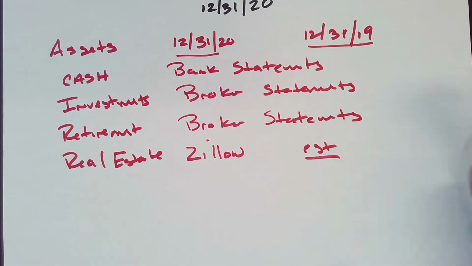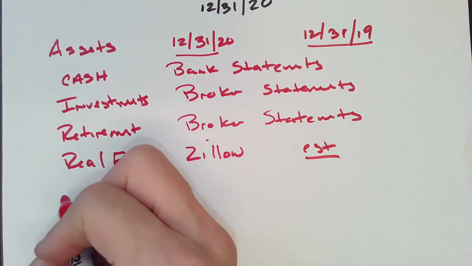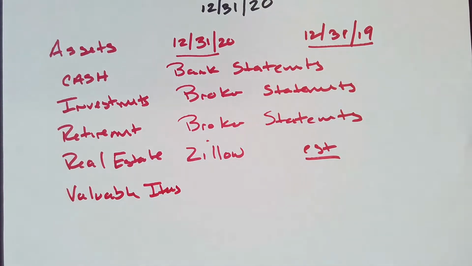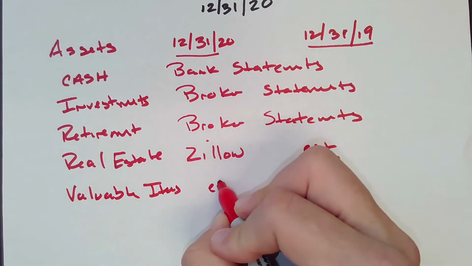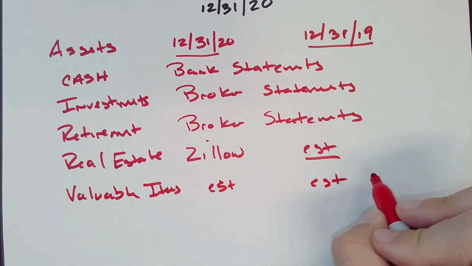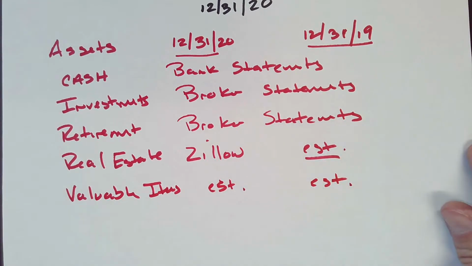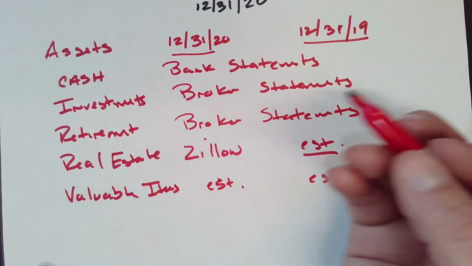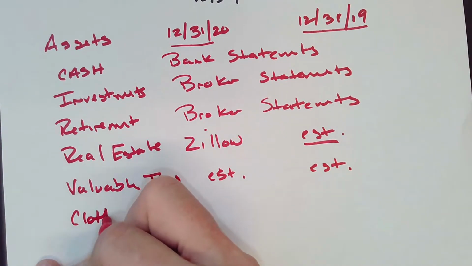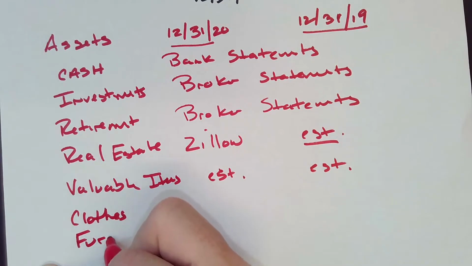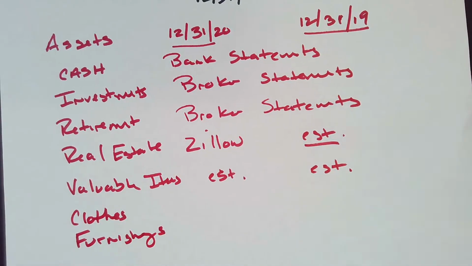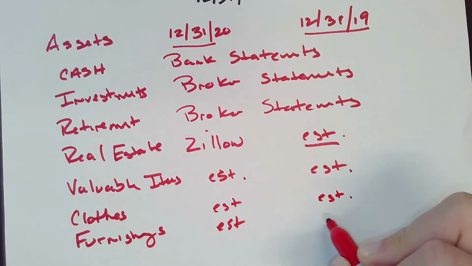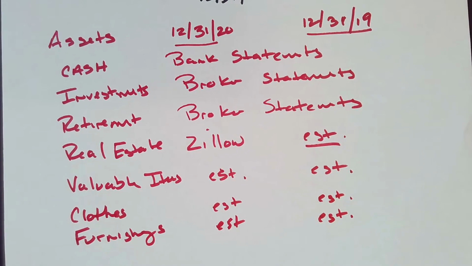If you have other things that you find of value, so other valuable items, right? Those are just going to be estimates. Your estimates, right? I'm not here to check up on them. I'm not looking for validity of any of this stuff. And then any other things you have, if you want to add in your clothes, furnishings, whatever, right? And again, these are going to be estimates of how much you think these things are worth. All right? So that's your listing of your assets.